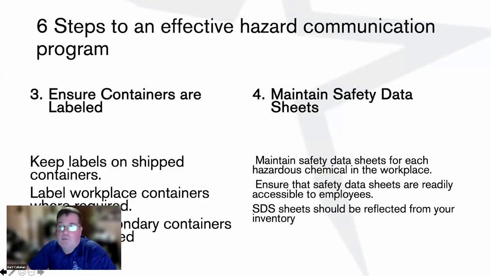Ensure containers are labeled. Everything that you're given from a vendor should be properly labeled. If you get a big box, the containers within should already be labeled. When you start breaking them down into secondary containers, that's when it becomes your responsibility to keep the labeling going. Keep the labels on shipped containers. Don't tear them off. Don't spray paint over them because you don't like the guy. Leave those labels on there. Label the workplace containers, your smaller, secondary containers. You have to have those labeled.